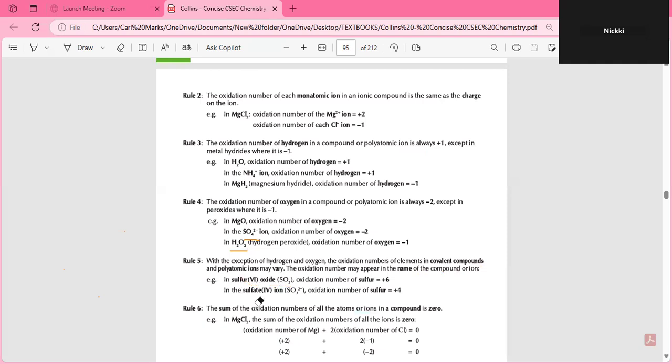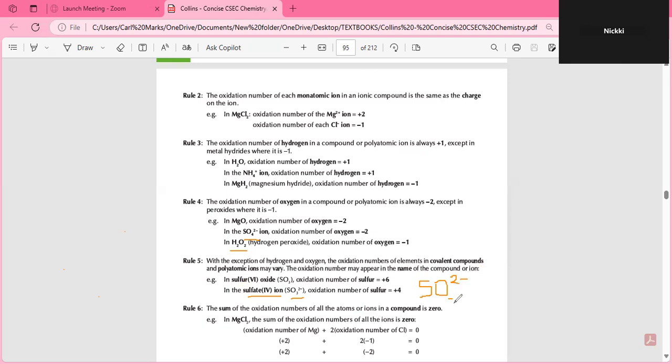Notice they have sulfate, SO4. But look at the charge. This one has a 2- charge. You notice the 2-, right? So it means you have 2 negatives left over.